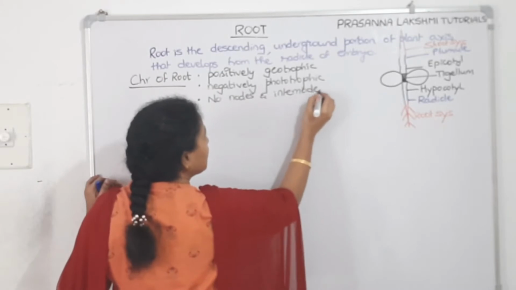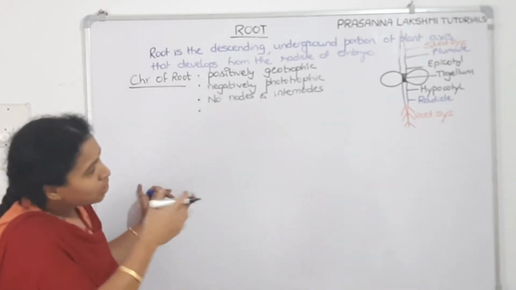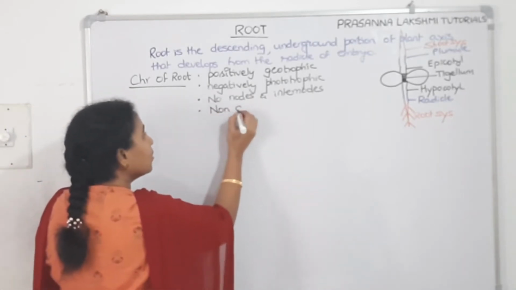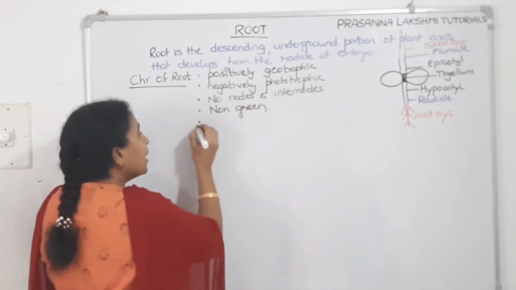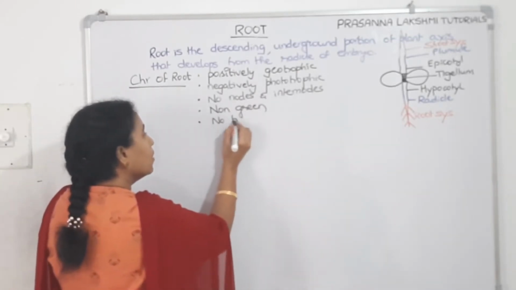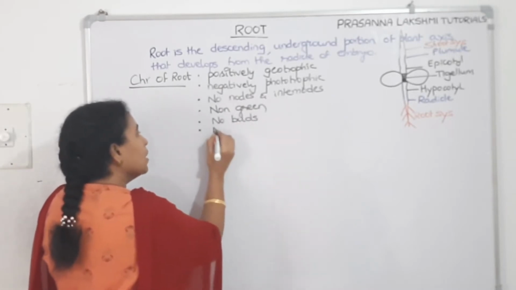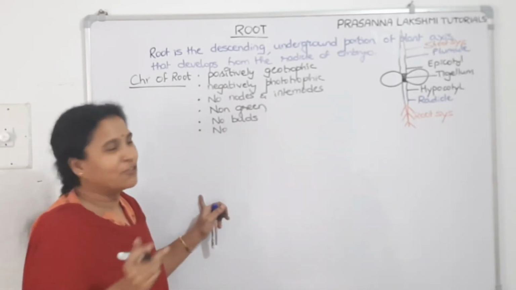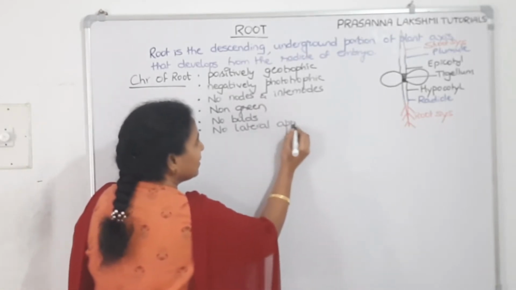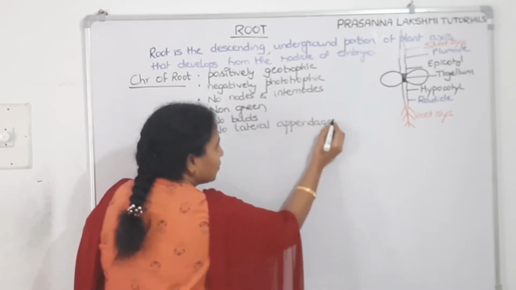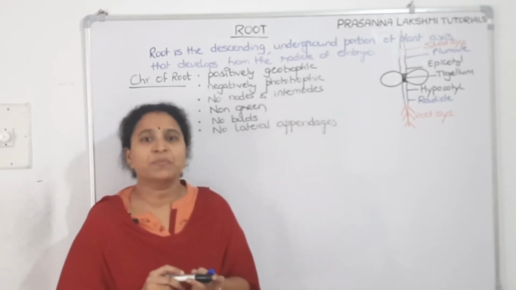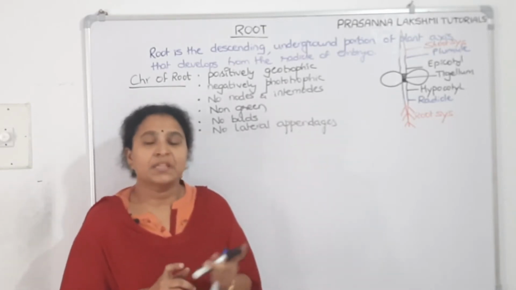They are the characteristic features of the stem. And it is non-green also. Root is non-green, stem is green. There are no lateral buds on the roots also. No buds on the root. No lateral appendages like leaf, flower, fruit and all. So root doesn't have any lateral appendages. Okay, so don't consider the lateral roots as lateral appendages, because they are the parts of the root only, right? And the root tip, these are the characters.